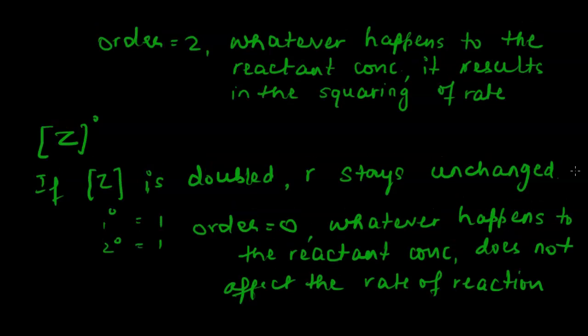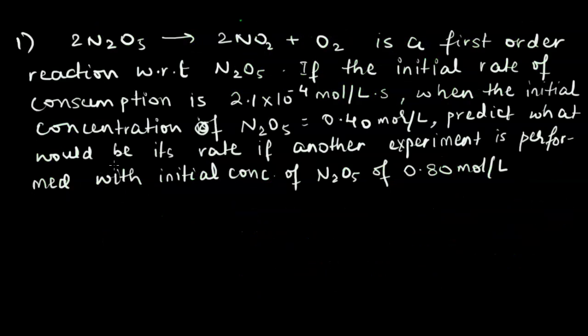Let's understand this with examples, and let's take up the first question. Let's read the question first. 2N2O5 giving us 2NO2 + O2 is a reaction where decomposition of dinitrogen pentoxide is happening, and this reaction is a first order reaction with respect to N2O5, that is dinitrogen pentoxide. If the initial rate of consumption, so first let's write this down into a rate law equation. We know rate is equal to the constant multiplied by the concentration of the reactants, and here we just have one reactant, N2O5, raised to the power of its order. We are given in the question that it's a first order reaction, so we put in 1 as the power.